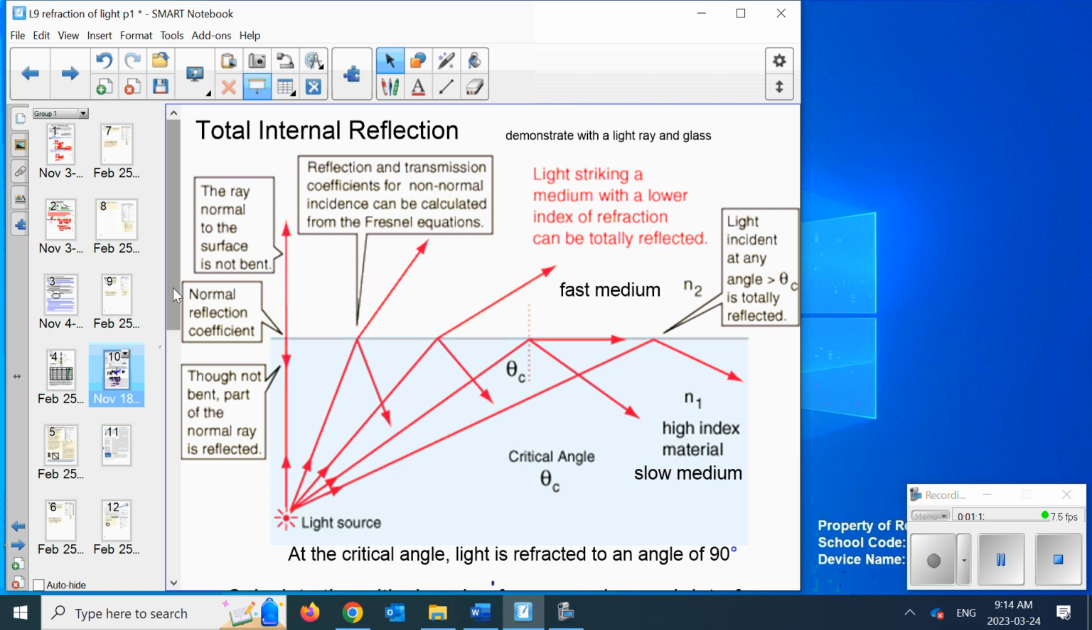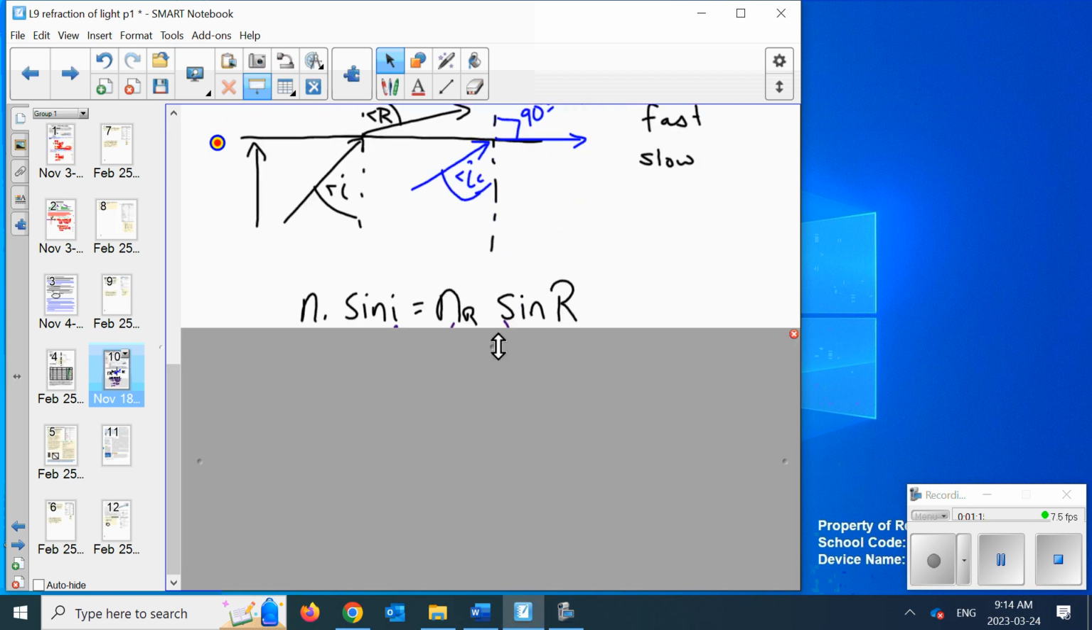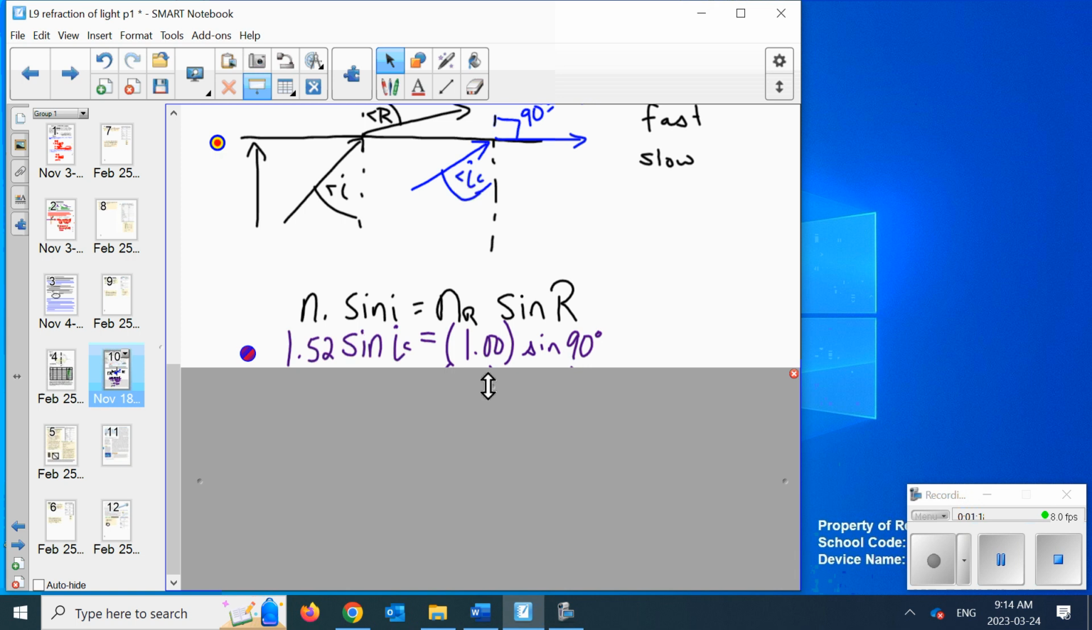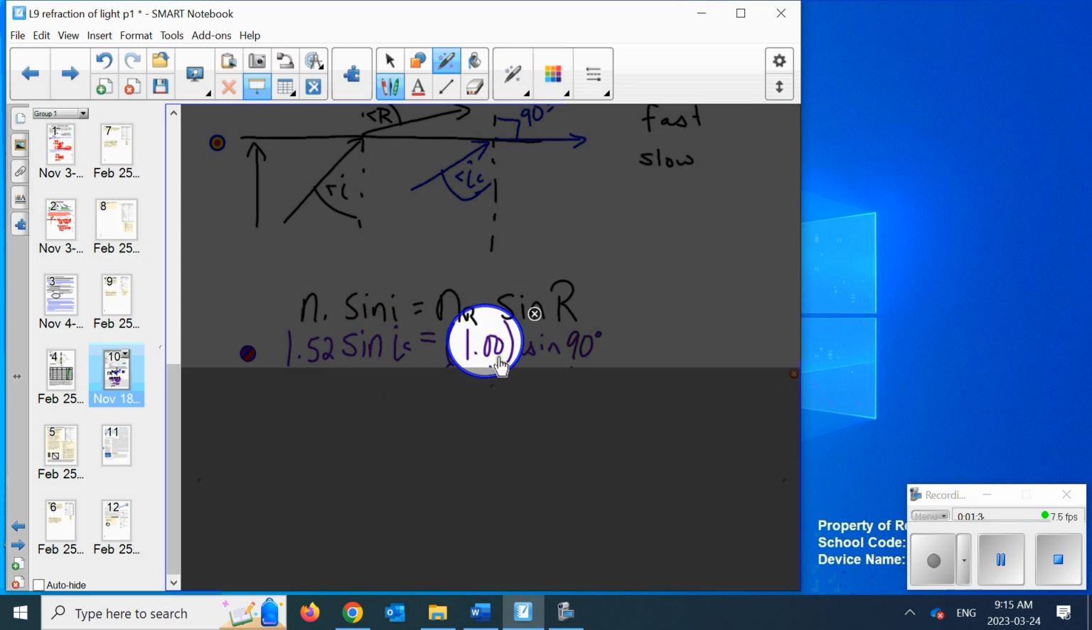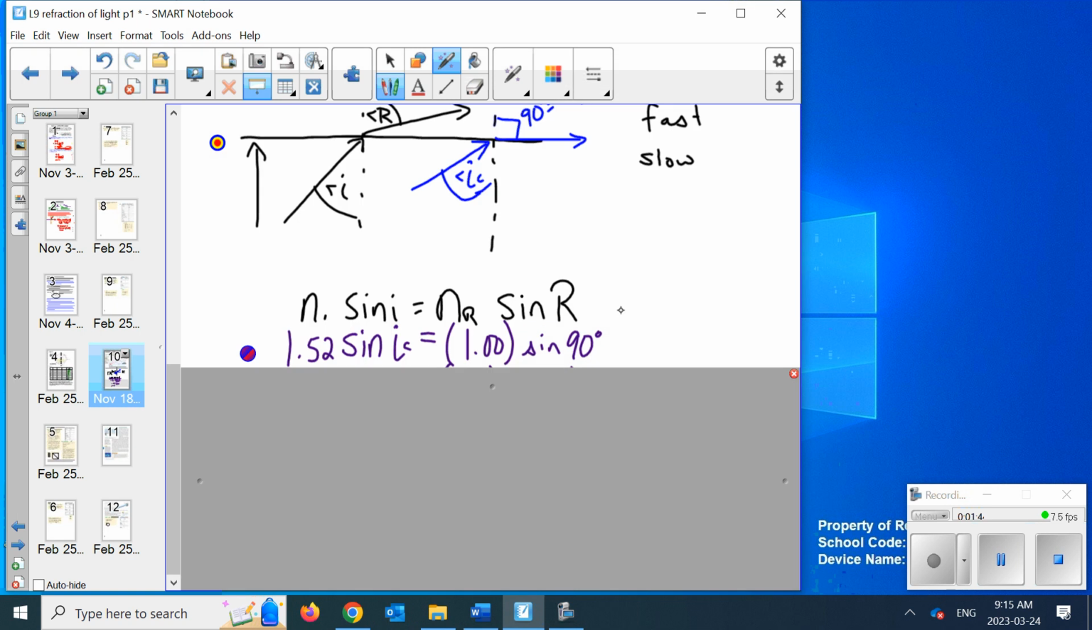Pretend I need to write it down. I already have it written down: 1.52 for the crown glass. Right? That's what we just looked up. We're trying to find the critical angle. The one we're using for air, we don't need the extra decimals. It can't be anything else, since it doesn't make the sine of 90. And if you don't know the sine of 90, you've got to calculate. It happens to be 1, so it makes the calculation really easy.